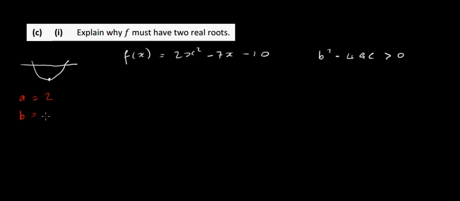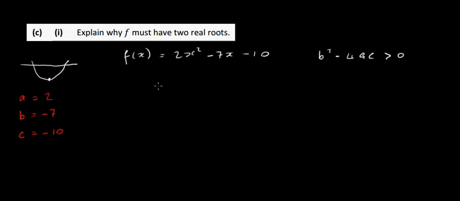Also, you can look at it like this. If we take our function f of x, our function f of x here is 2x squared minus 7x minus 10. Now if we take the discriminant, it's going to be b squared minus 4ac. For that to have two real roots, our discriminant must be positive, must be greater than 0. So in this case, a is 2, b is minus 7, and c is minus 10. So let's just stick it in here and see, do we get a positive value? We should do anyway.